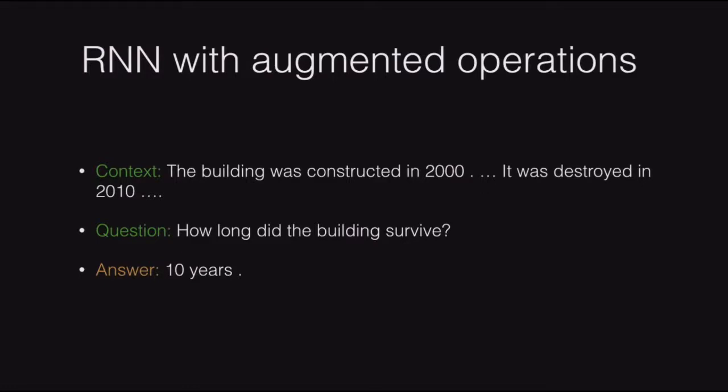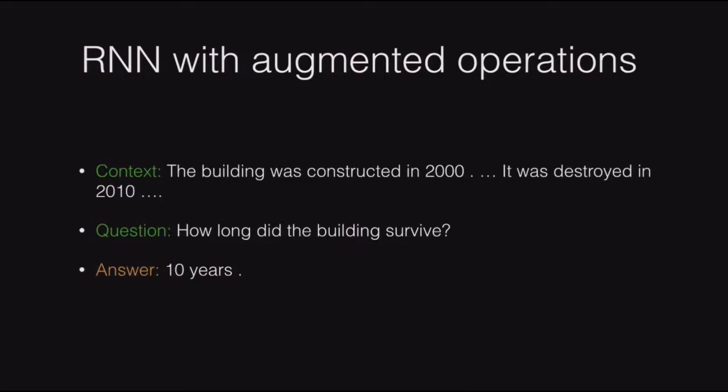And then the question would be, how long did the building survive? And the answer would be 10 years. Now, how would you answer this question? Well, you say 2010 subtract 2000, that's 10 years. Now, neural nets, if you can train with a lot of examples, can do that too. It can learn to subtract numbers and things like that, but it requires a lot of data to do so.